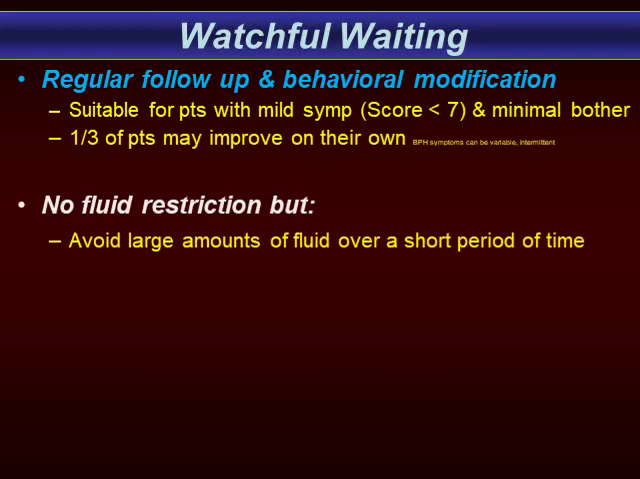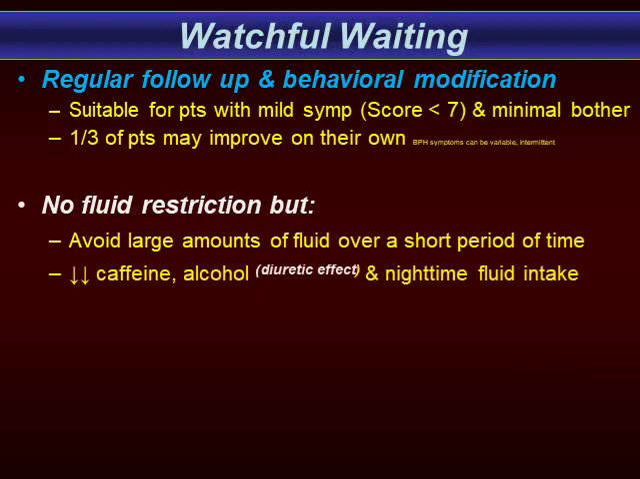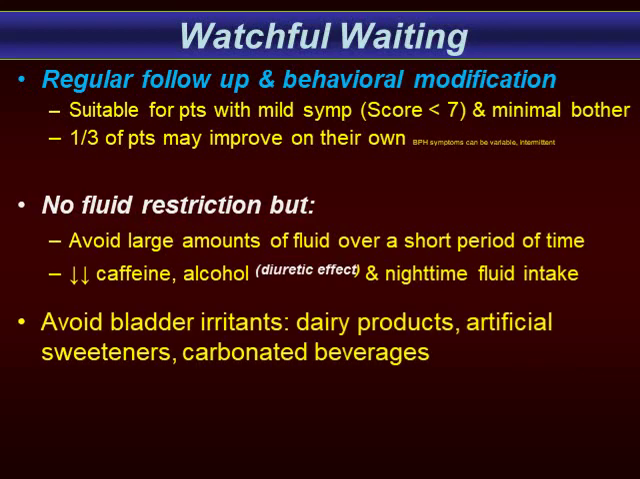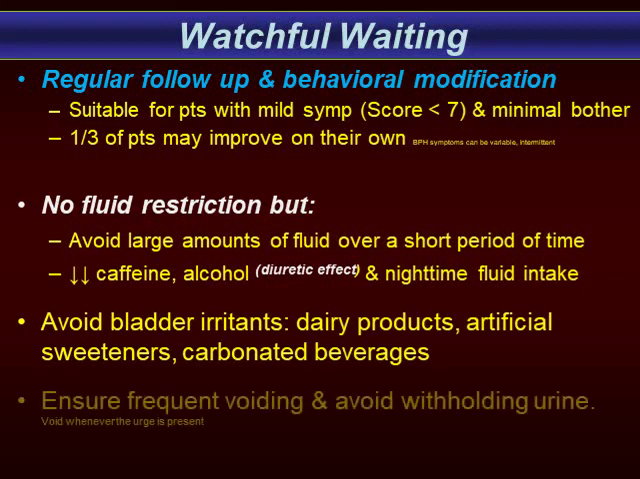The instructions I give to the patient to reduce his symptoms, especially frequency or nocturia: I don't do fluid restriction, but I advise the patient to avoid drinking large amounts of fluids over a short period of time. Also to decrease the intake of diuretic fluids such as alcohol or caffeine, and to decrease the nighttime fluid intake. Also he should avoid bladder irritants which make him go to the bathroom more frequently, especially carbonated beverages. Also, I should encourage frequent voiding and avoid withholding urine.